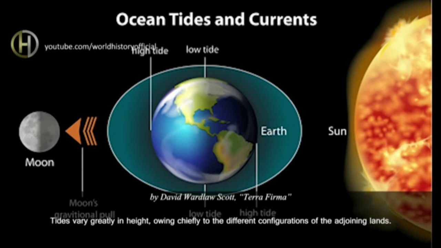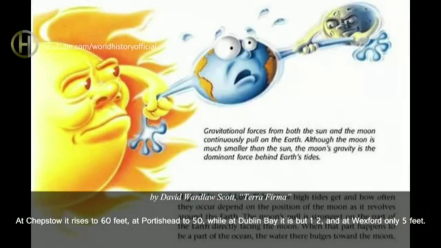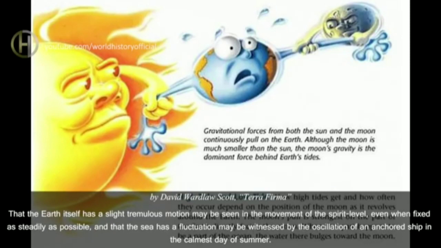Tides vary greatly in height, owing chiefly to the different configurations of the adjoining lands. At Chepstow it rises to 60 feet, at Portishead to 50, while at Dublin Bay it is but 1-2, and at Wexford only 5 feet. That the earth itself has a slight tremulous motion may be seen in the movement of the spirit level, even when fixed as steadily as possible, and that the sea has a fluctuation may be witnessed by the oscillation of an anchored ship in the calmest day of summer.